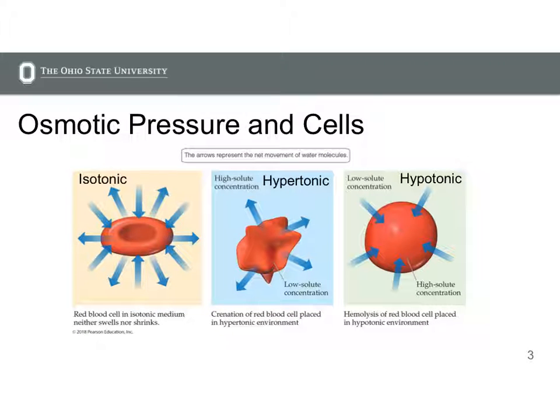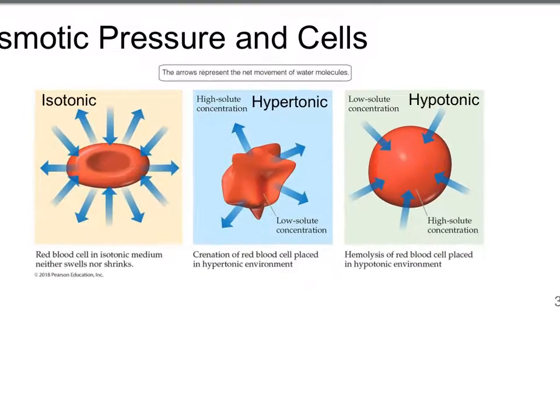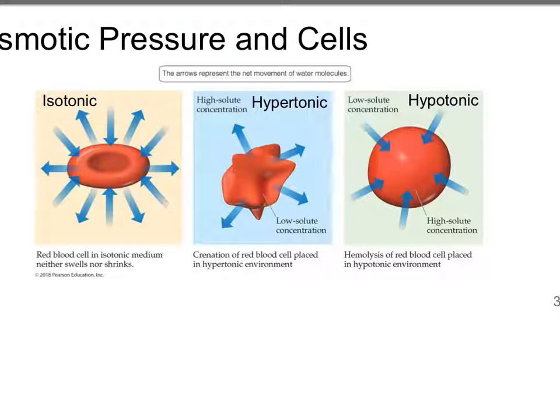This figure is just from your textbook. I want to cover this just very briefly because this is an application of osmotic pressure in real life. So this figure is supposed to be showing you some red blood cells. And the important thing here to look at are these terms: isotonic, hypertonic, and hypotonic, and what's going to happen to the cells in those different solutions.